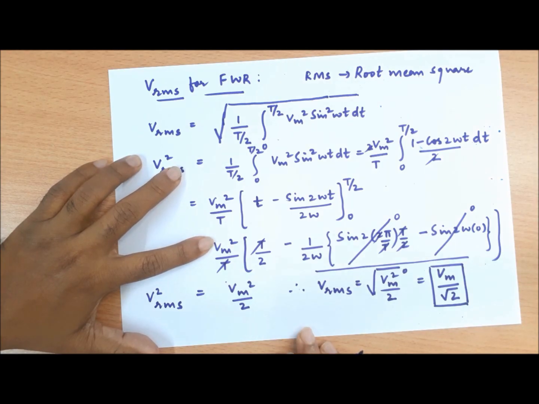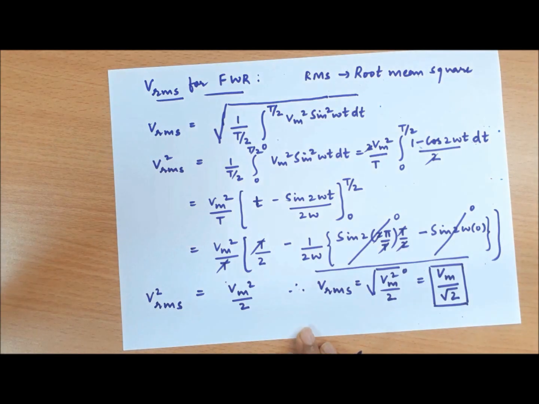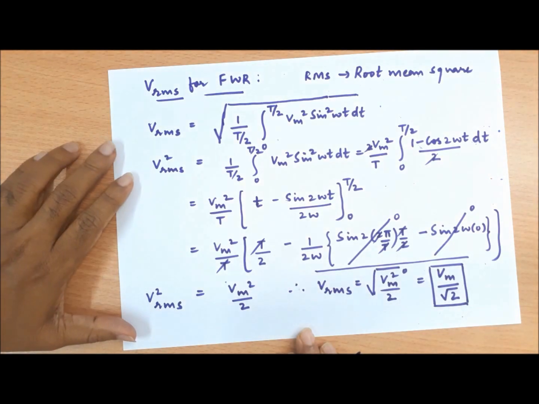So I think students have understood how to find the expressions for the DC voltage and the RMS voltage of a full wave rectifier circuit.